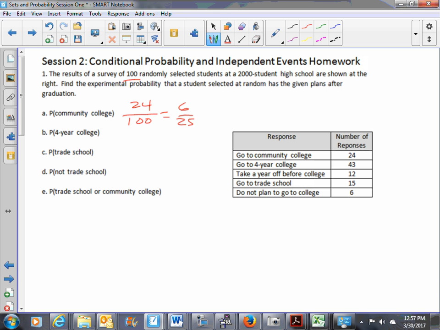Second one, we have 43 students out of the 100 who are going to go to a 4-year college. So the probability would be 43 over 100.